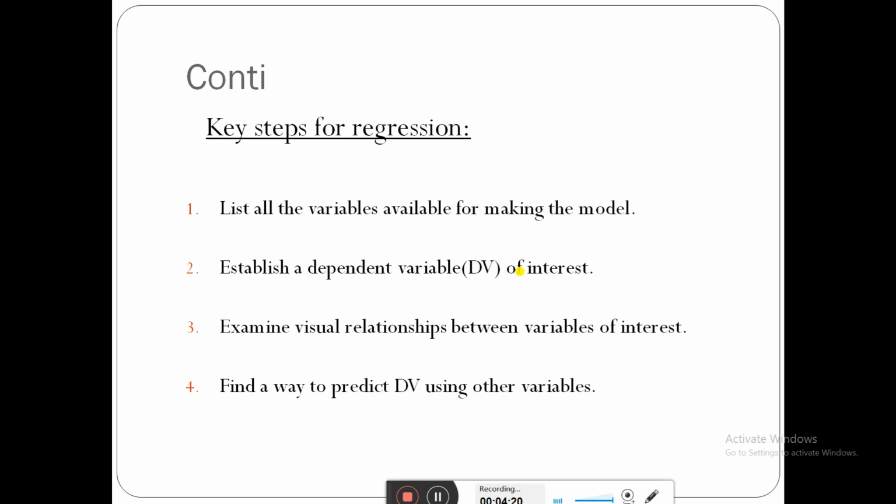Next, visually examine what the relationship is between age and date of birth. What is the age? Age is equal to current year minus date of birth. Then you will get the age. Visually we can examine that and find out the relationship between the two variables. Then we are going to predict the dependent variable based on the existing other variables. That is the thing. These are the key steps for the regression model.